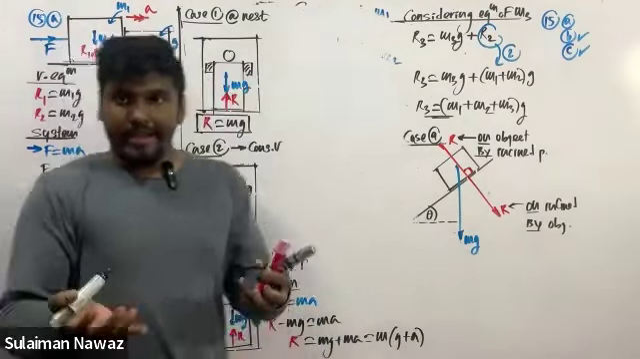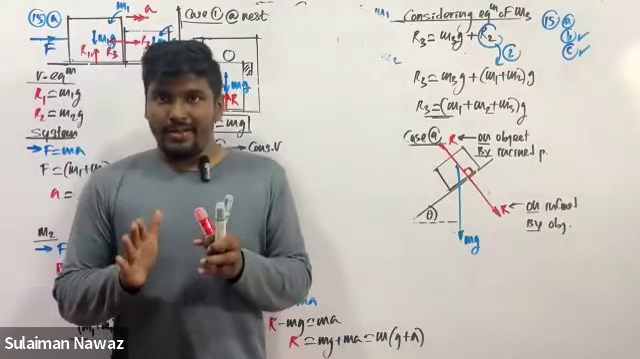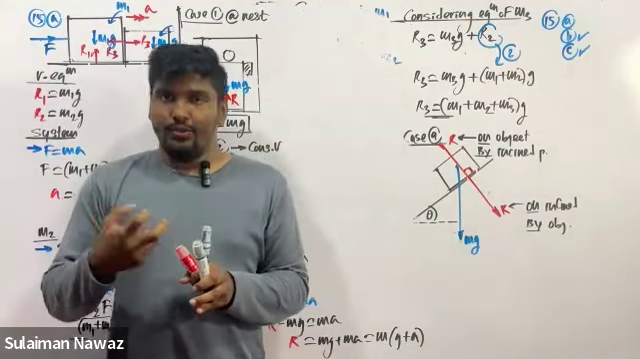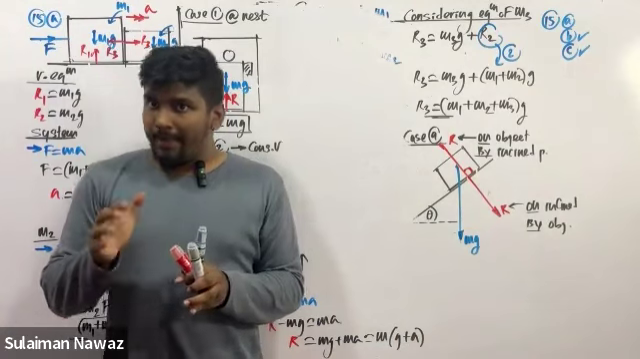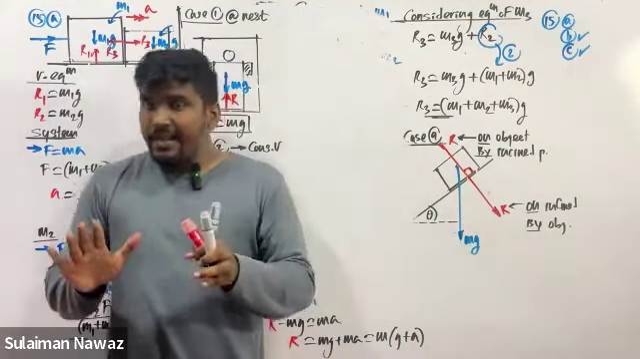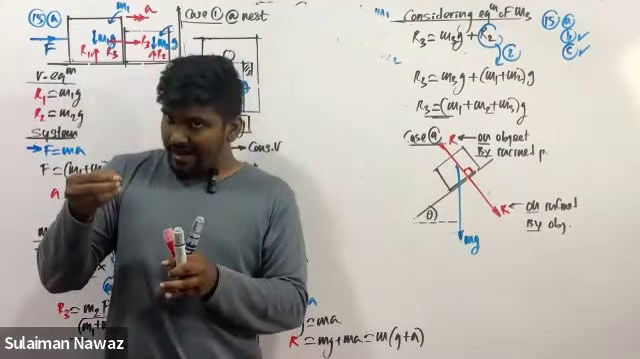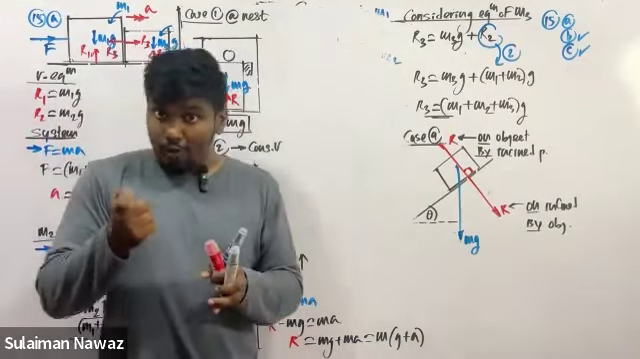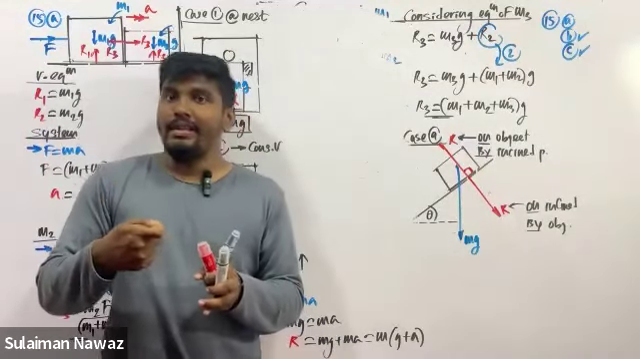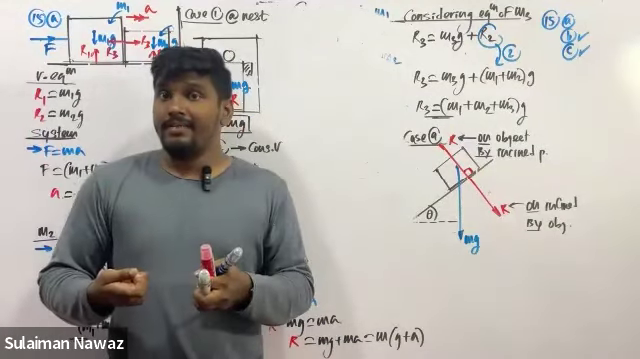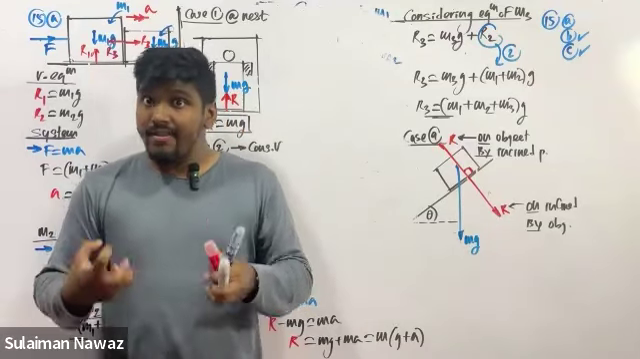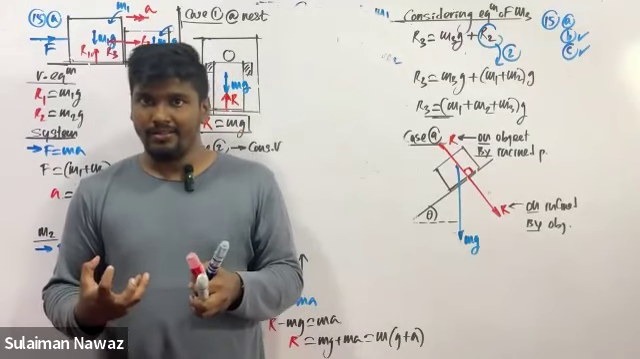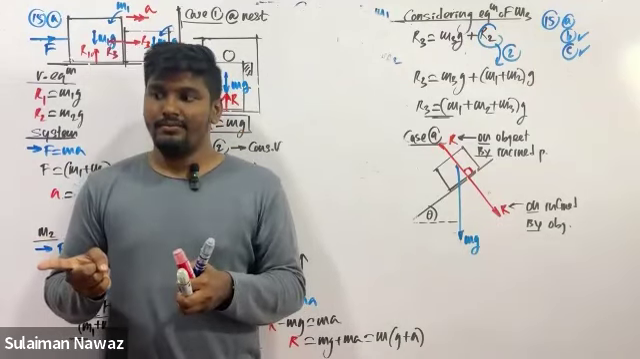See, the normal weight of a person is mg. Normally, when you are standing on a floor, your normal reaction force equals your weight mg. Your R is equal to mg. But what's happening when you get into a lift? When the lift starts accelerating, the normal reaction force acting on you is larger than the weight. That's why you feel that heavy feeling in your body. R is larger.